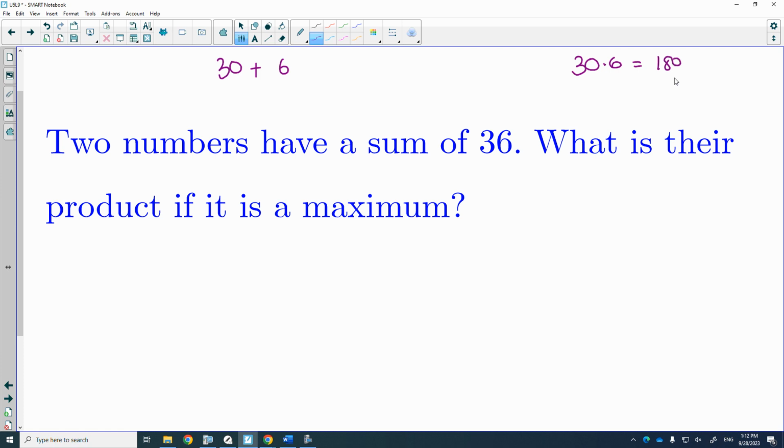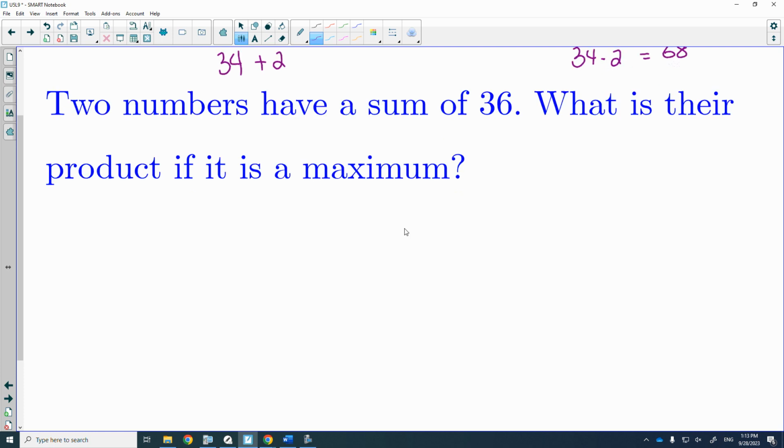So for example, I'm going to give you another two numbers, 34 and 2. That sums to 36. But 34 times 2, what would that be equal to? 68. So there's two numbers that will sum to 36, and I want the biggest product possible. Okay, I'm going to show you how to do it mathematically if this was a long answer question.